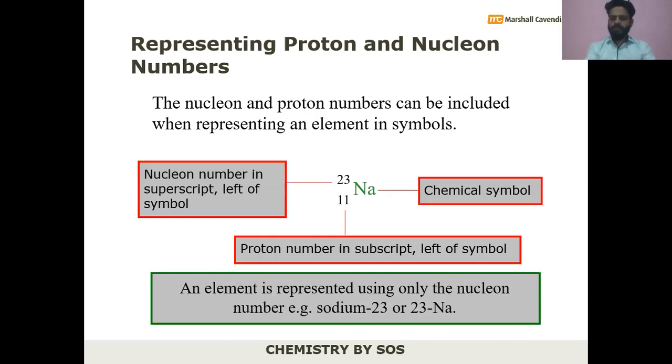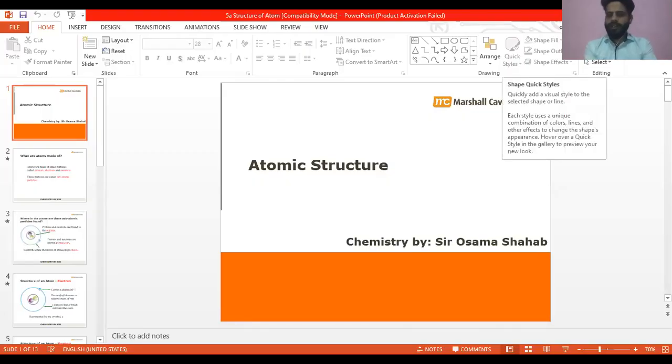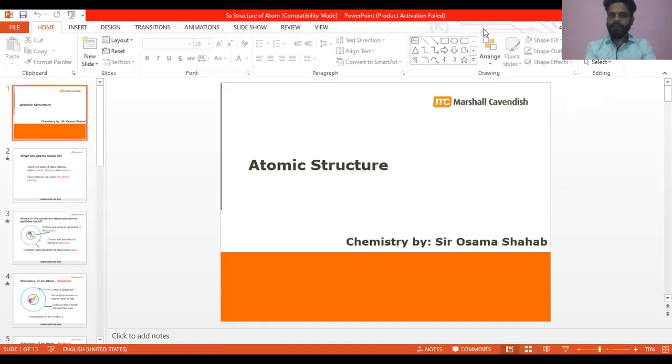Basically, we have mass number, and mass number almost shows the identity of any element. Like sodium 23, that means 23 is the mass number of sodium. So in our next video, inshallah, we are going to learn the topic isotopes, and in this topic you have learned atomic number, mass number, the particles of proton, neutron, electron, and atom.